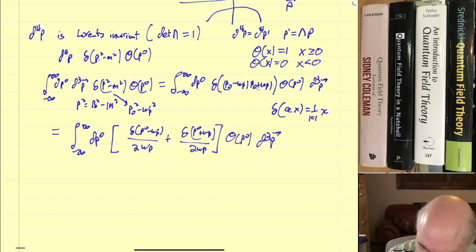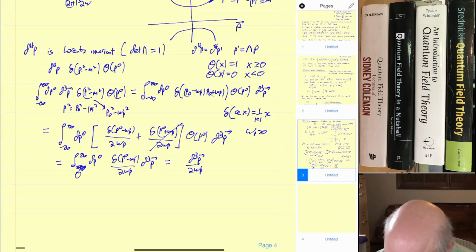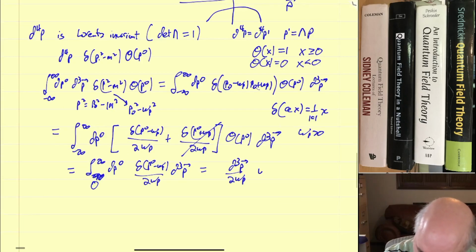Now, because this requires p0 to be greater than ω_p, and ω_p is positive, this term is just 0. So we're left with just the integral from minus infinity to infinity dp0 δ(p0 − ω_p) over 2ω_p. Actually, I can even make this 0 over here, and we don't have to worry about θ(p0). And this is just going to be equal to d^3p over 2ω_p. And in this formula, ω_p is, again, always defined by the square root of p² + m², and this is equal to p0. Okay.